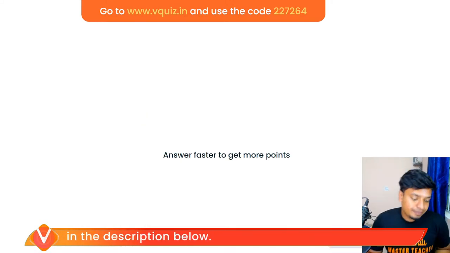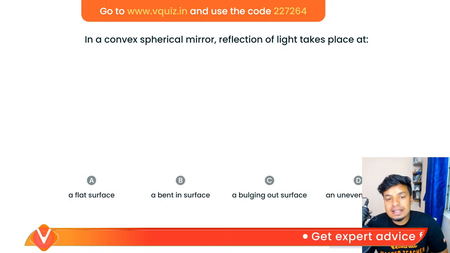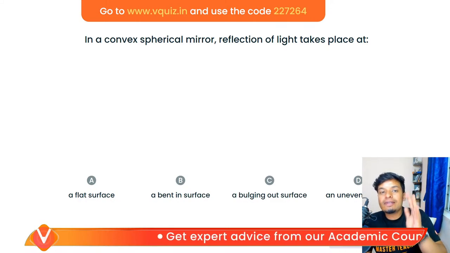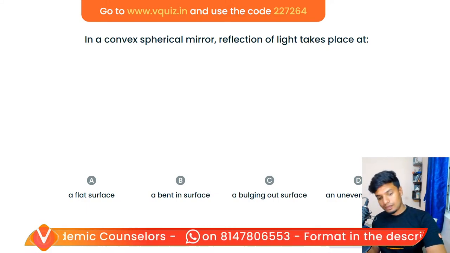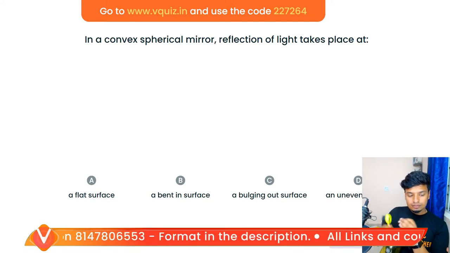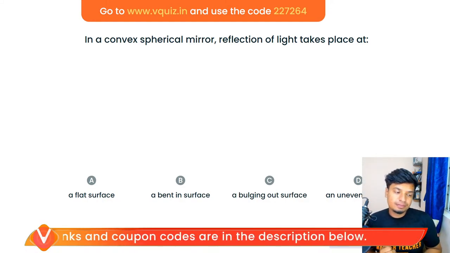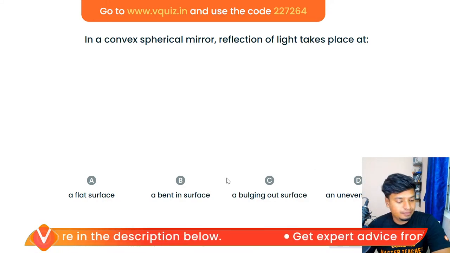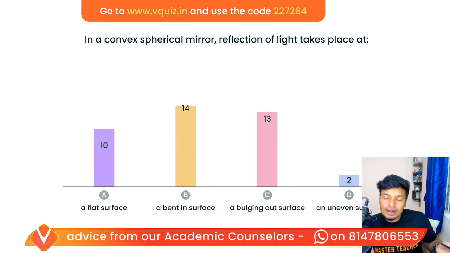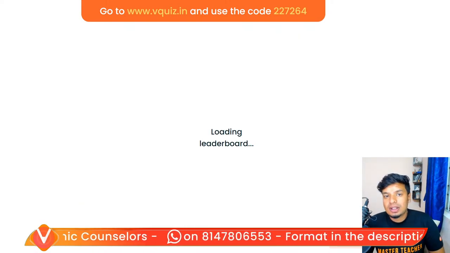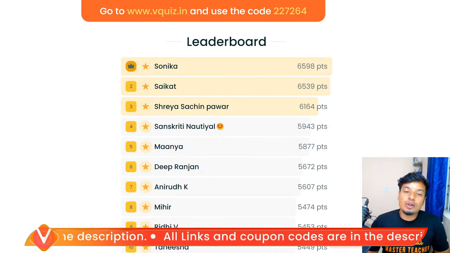Ninth question on your screen. Hi, Sanskriti. Great. In a convex spherical mirror, reflection of light takes place where? A flat surface, a bent in surface, bulging out surface, uneven surface. In a convex mirror, where does the reflection take place? Convex. Guys, convex. The reflection takes place on the bulging surface, guys. Convex is out. Concave is in. So it is the bulging out surface. Concave, cave is always inside. Okay. Sonika, Saikat, Shreya, Sanskriti, Manya, Deep, Anirudh, Mihir, Riddhi, Tanisha.